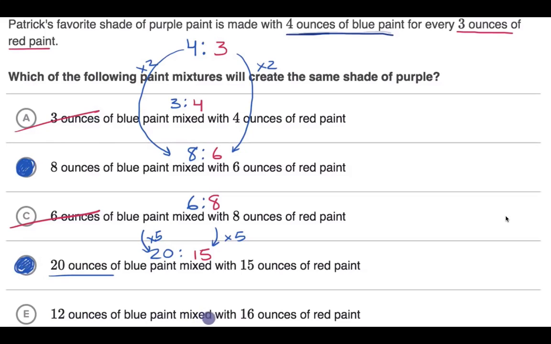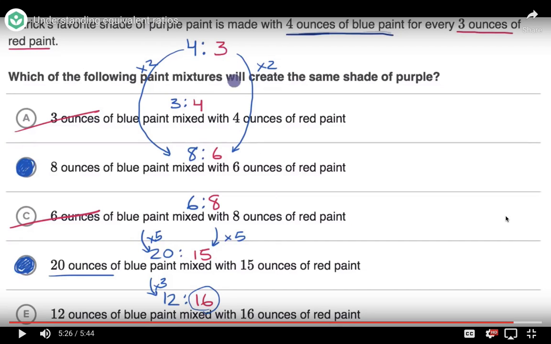12 ounces of blue paint mixed with 16 ounces of red paint. So this is a ratio of 12 ounces of blue for every 16 ounces of red. To go from 4 to 12, you would multiply by 3. Now, if you multiplied 3 by 3, you would have a 9 here, not a 16. So this is definitely not an equivalent ratio. Another way of thinking about it, you have more ounces of blue than red in the original.